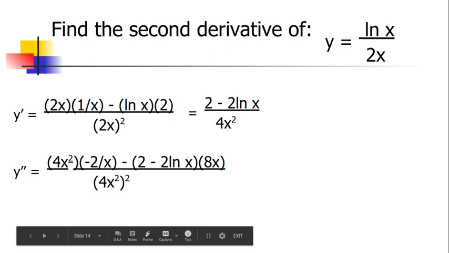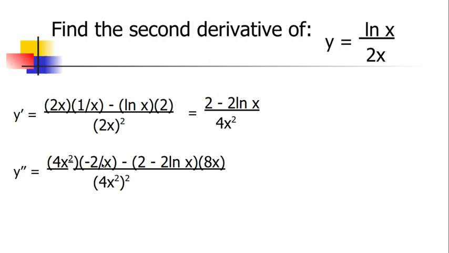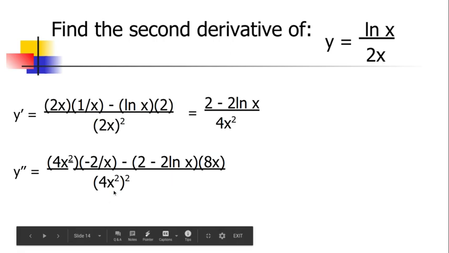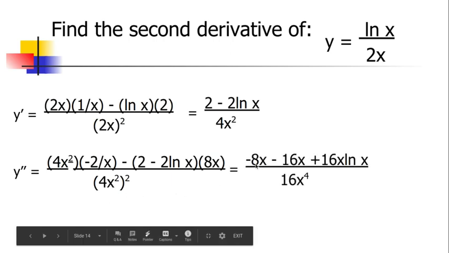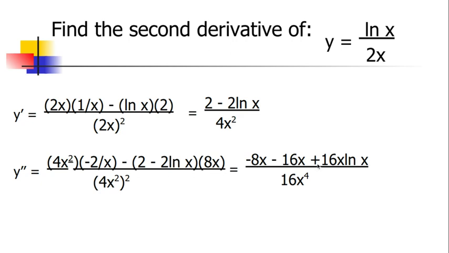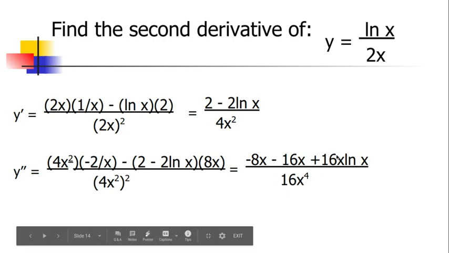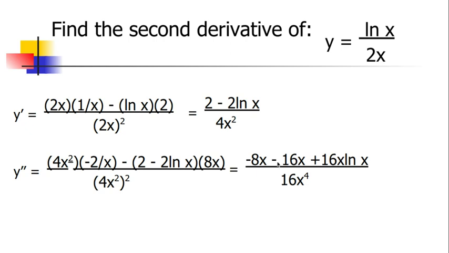So we're going to simplify this out a little bit. Multiply the first two terms together, you get negative 8x. And then here we have to distribute the negative and the 8x to both terms inside, and then we have to square the bottom. So we should get negative 8x for our first term, minus 16x, plus, because the negative times the negative, plus 16x ln x. So we're not allowed to reduce just one term. If we want to reduce, we have to reduce all three. But here we actually can combine these two first to get negative 24x.